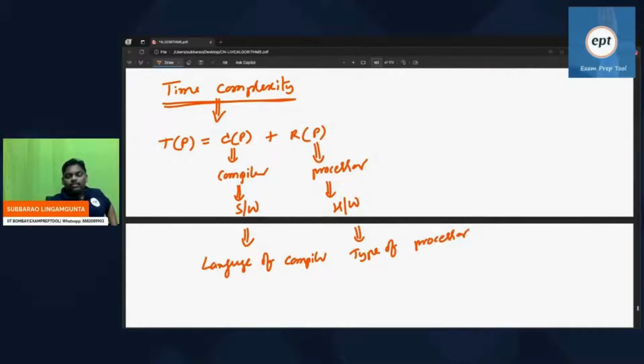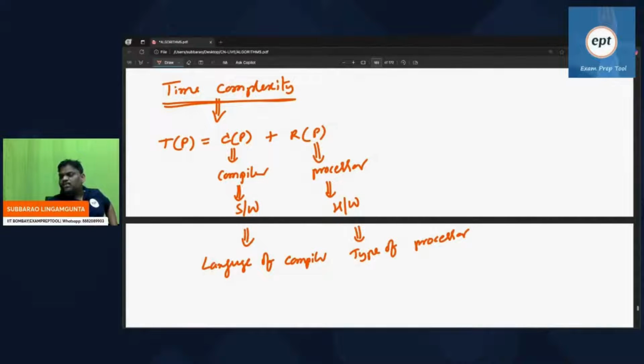Time complexity is based on two parameters: compile time and runtime. Compile time is based on the compiler, which is a software, which is nothing but the language of the compiler matters. If the language of the compiler is a faster language, then compile time is less. If the language of the compiler is a slow language, then compile time is more. Next one, running time is based on the processor, which is the hardware.